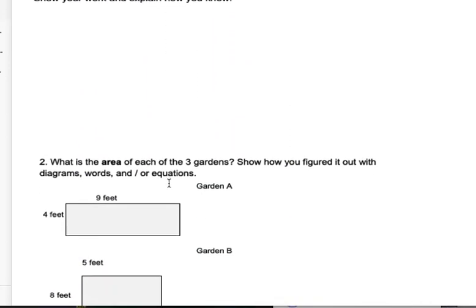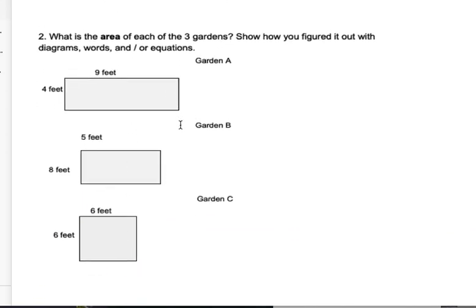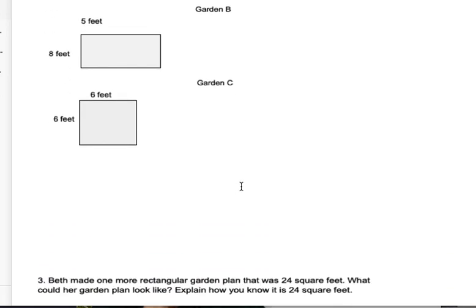If you scroll down, what is the area of each of these 3 gardens? So then you have to find the area. You should most likely do a multiplication equation. Use the draw tool to help you out.